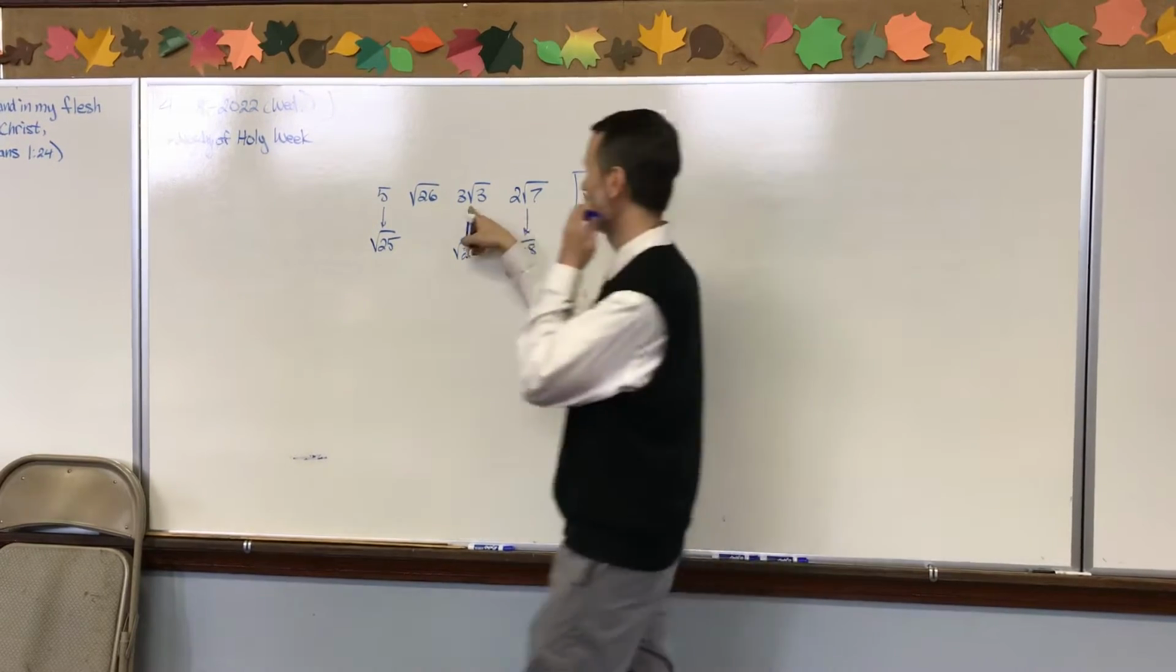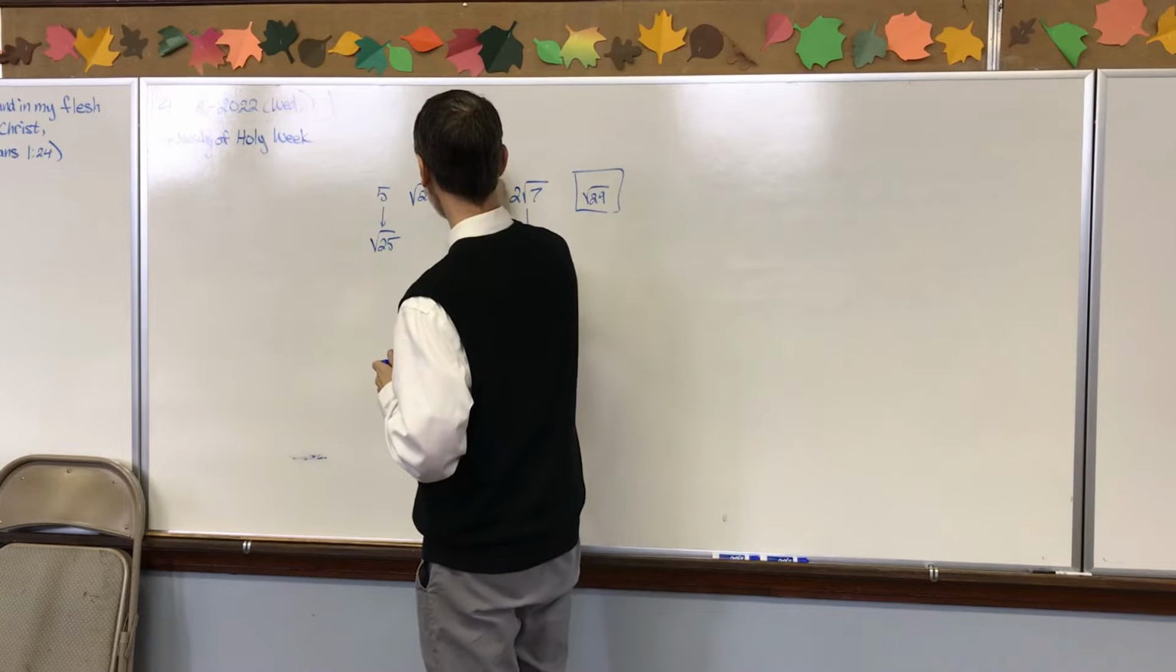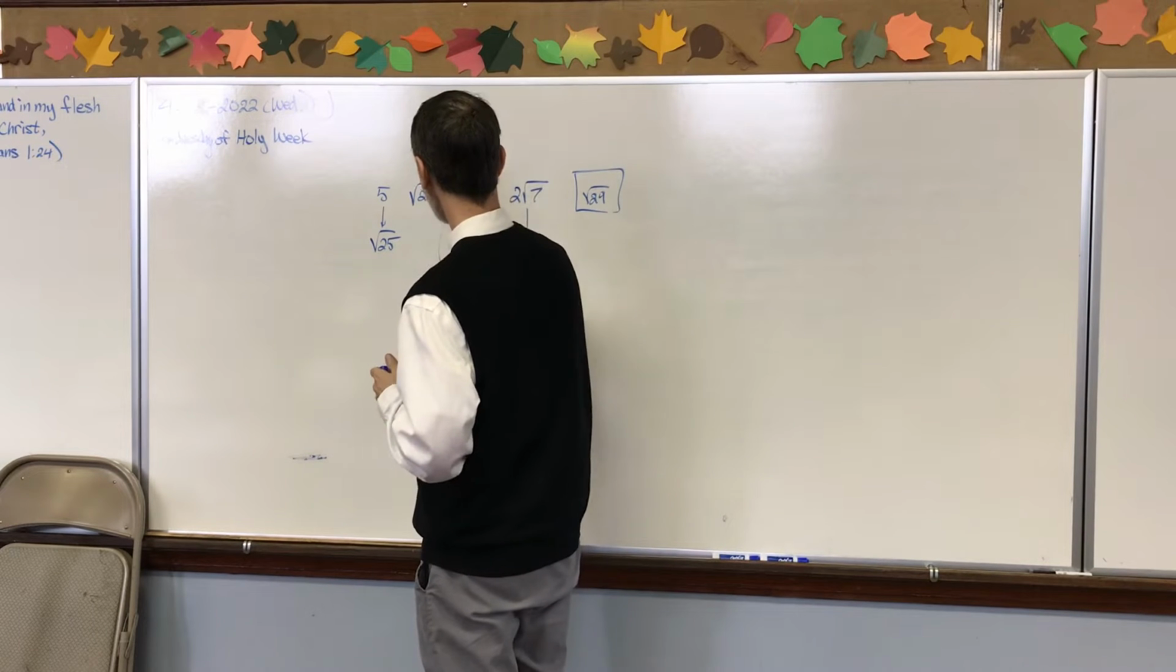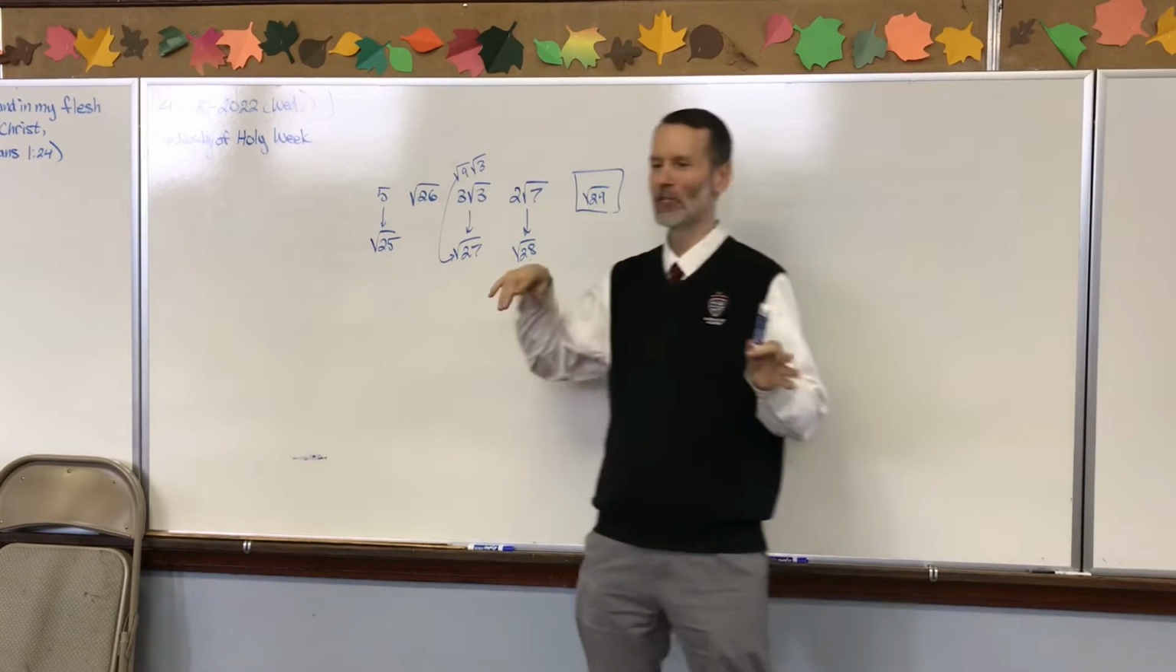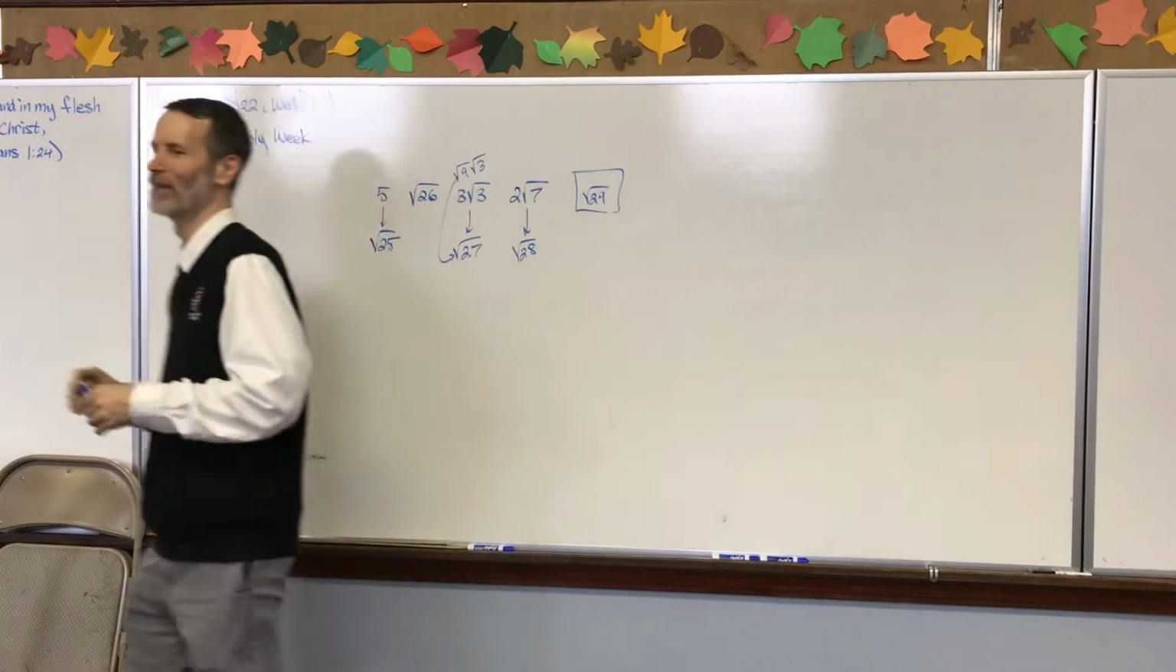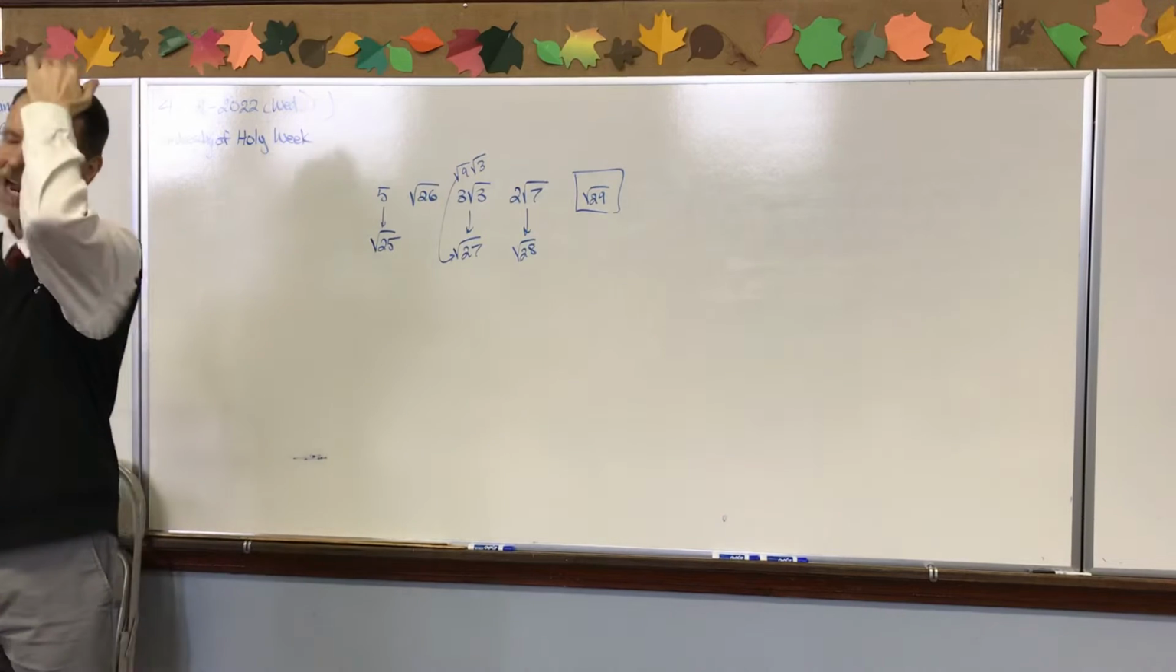So you'd have to expand this out. This is really radical 9 times radical 3, which is radical 27. So you had to go back and unreduce it to see the pattern. They did that with some of the fractions too.